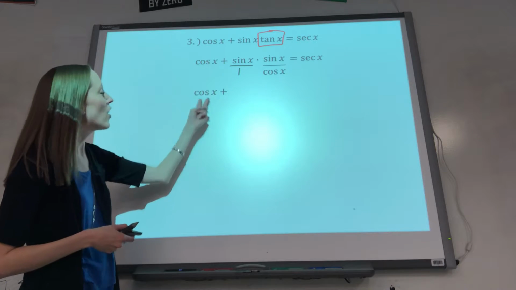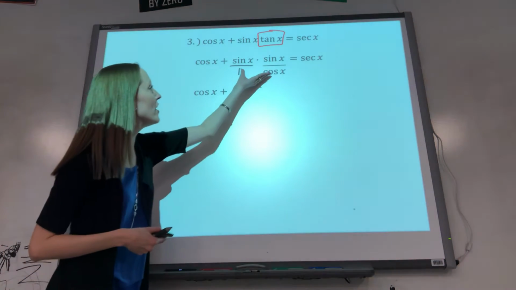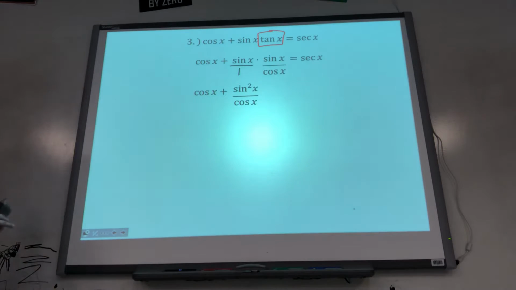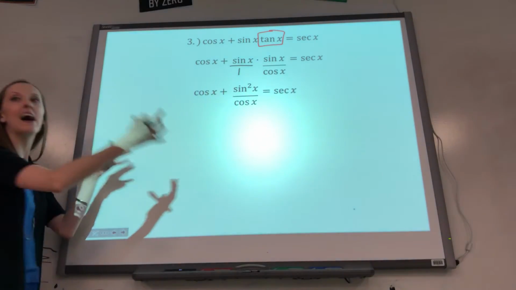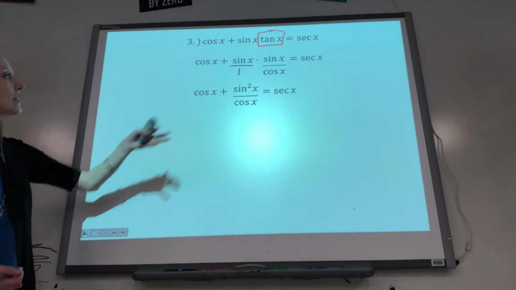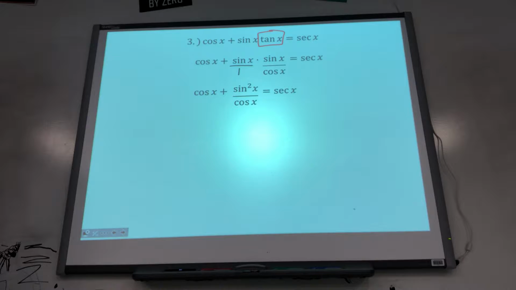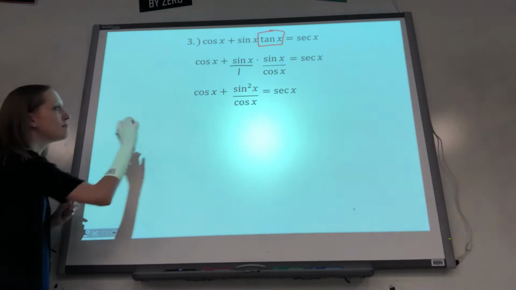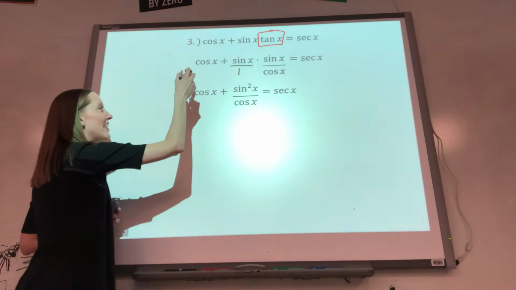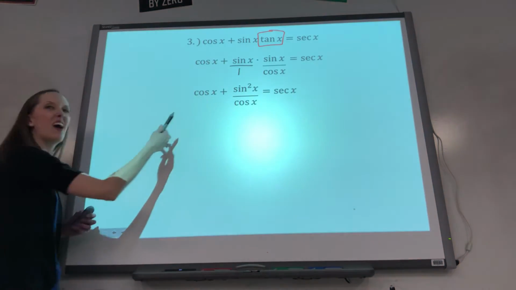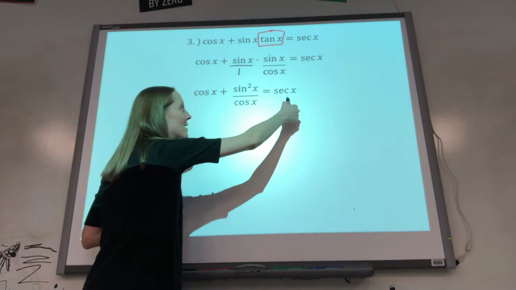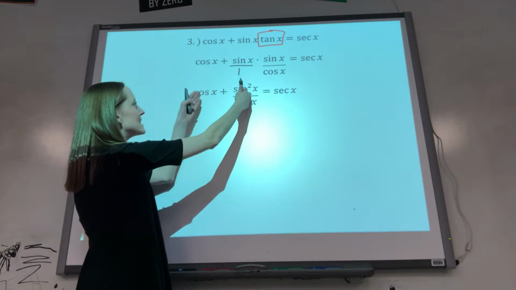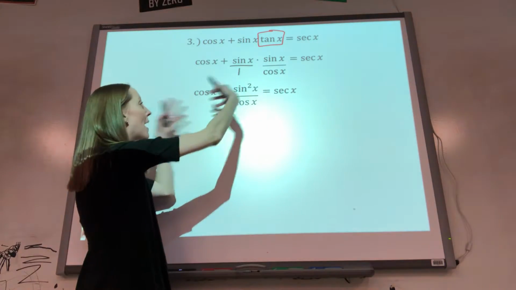So right here, cosine of x is still out front. This has turned into sine squared of x over cosine of x. And I know it's annoying, but you need to show both sides in each step so it still equals secant of x. Okay, now there's something about this that I don't like. The side that we're working on has a plus, it's a sum. And what we're going for is not a sum. And so I need to think of a way to get these 2 terms combined.